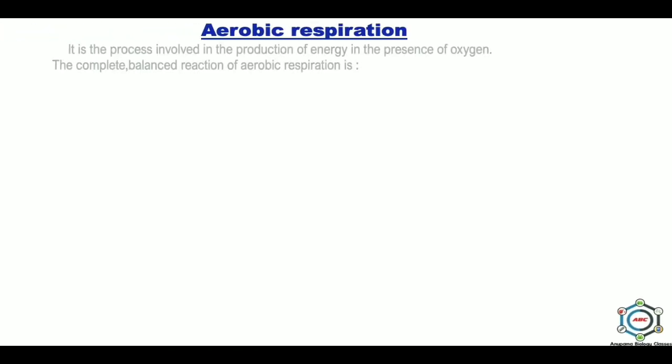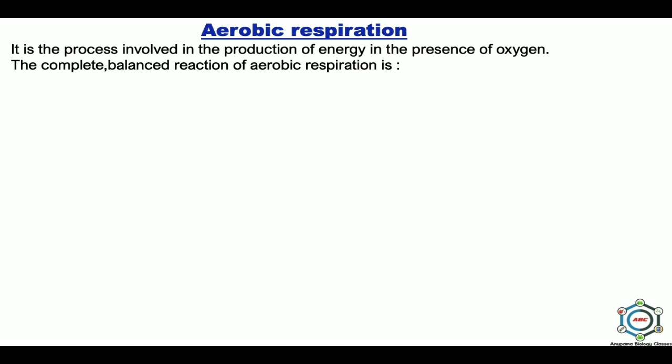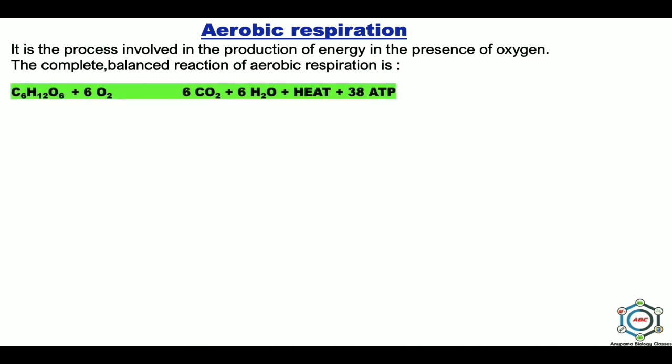Let's come to the topic of aerobic respiration. It is the process involved in the production of energy in the presence of oxygen. The complete balanced reaction of aerobic respiration is C6H12O6, which is the chemical formula of glucose. So, glucose combines with oxygen to form carbon dioxide, water, heat, and ATP, which is the form of energy. Here, heat is not an element, but it is given off during aerobic respiration, resulting from energy in the chemical bonds of the glucose and oxygen molecules escaping into the environment.